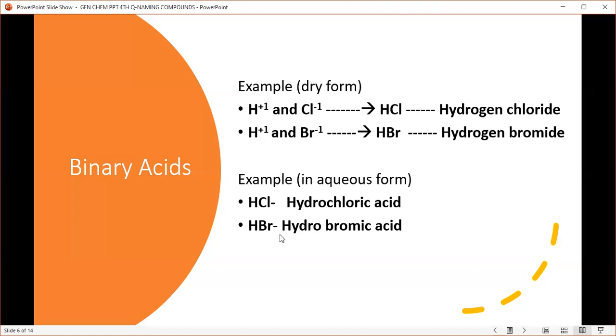And then we have the HBr. So the hydrogen bromide, when placed in water solution, that's going to be hydro, and then brom is the stem of the non-metal, and then the suffix IC, and the term acid. So hydrobromic acid. Okay, so in aqueous form, when you place hydrogen chloride in water, that's going to be hydrochloric acid. And when you place hydrogen bromide in water solution, that's going to be hydrobromic acid. I hope that's clear for everybody.